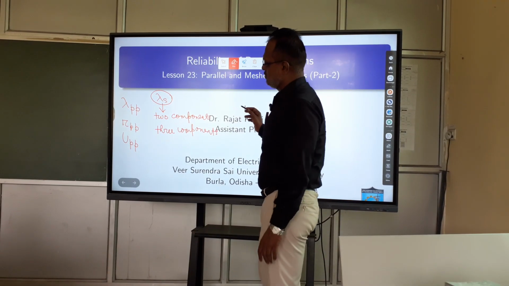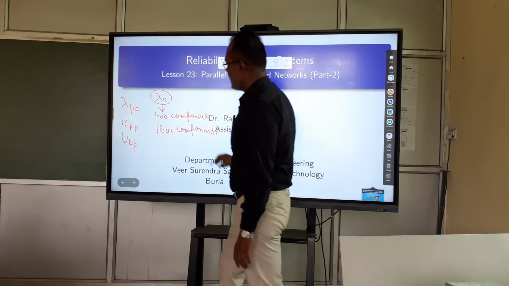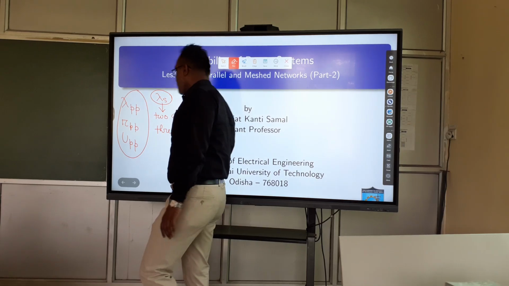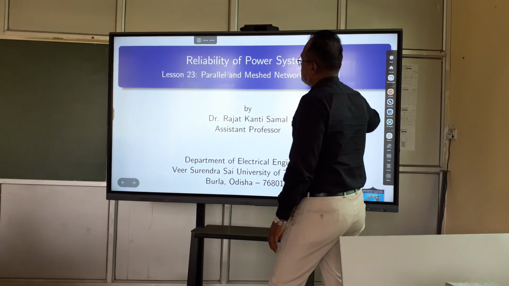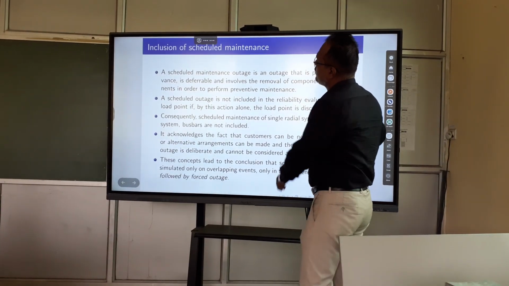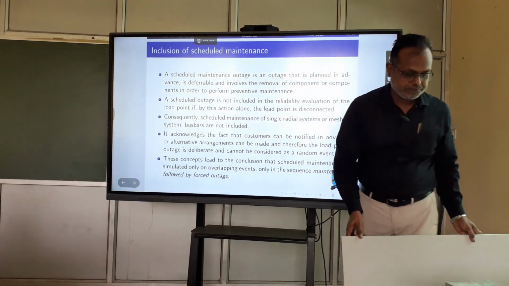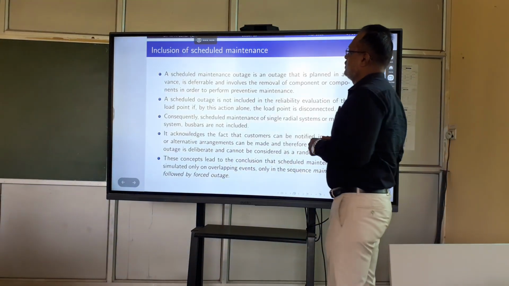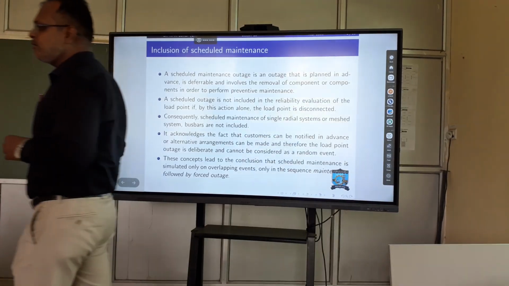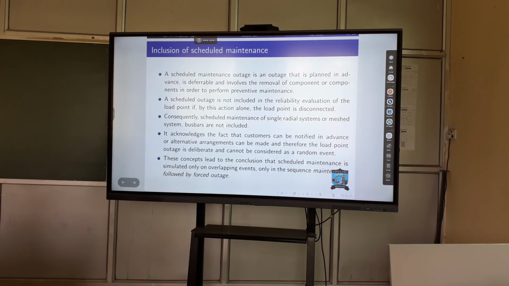Now we see what are the various factors that affect these values. The first one is inclusion of scheduled maintenance. Why will scheduled maintenance be written differently? Because scheduled maintenance is not essentially unavailability or unreliability. So this is scheduled maintenance, that is for a particular purpose.